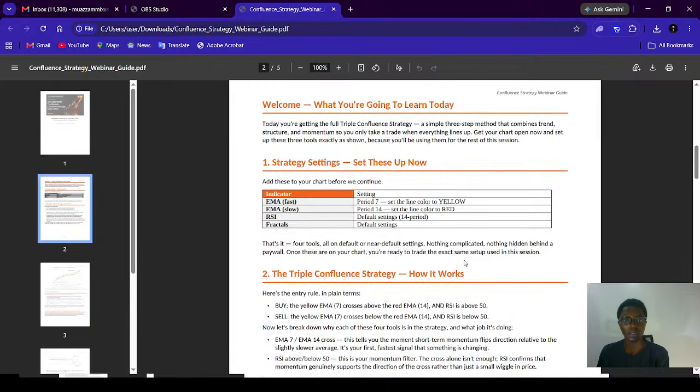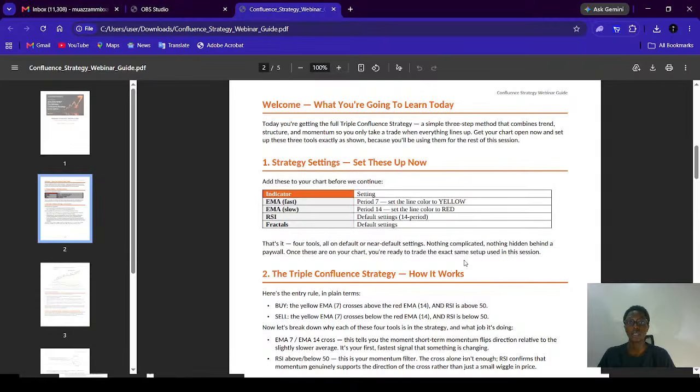So today we're going to talk about the full triple confluence strategy, and why we choose to even teach you how to use it today. Because many people have been trading for a very long time, but they have been losing money because either they are using one single indicator or they are using just the chart or the candlestick to make their analysis. And for that reason, the market will not always be correct.